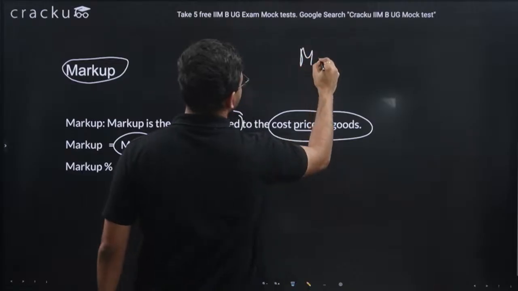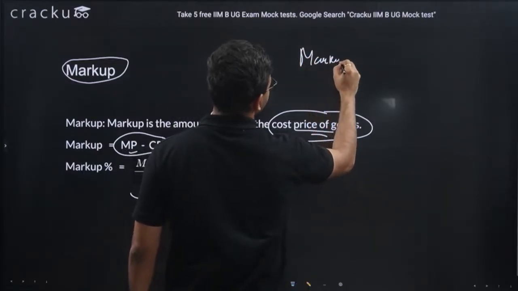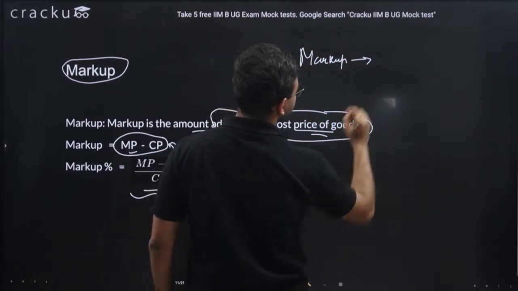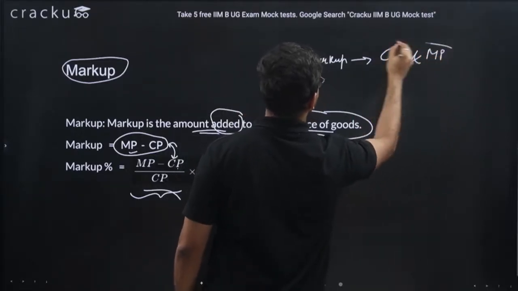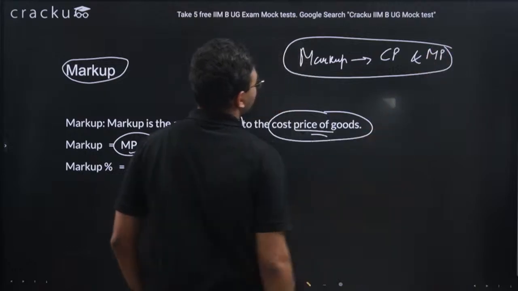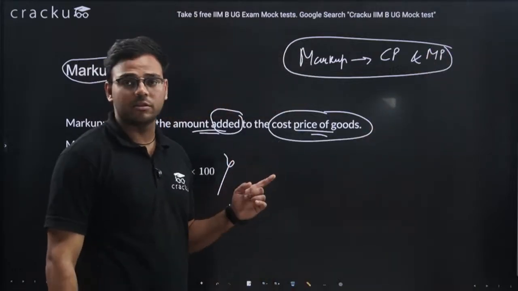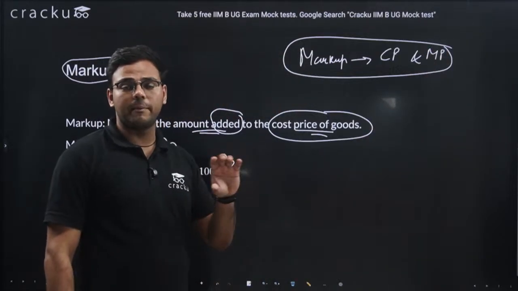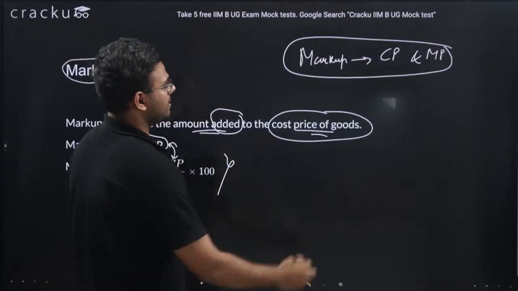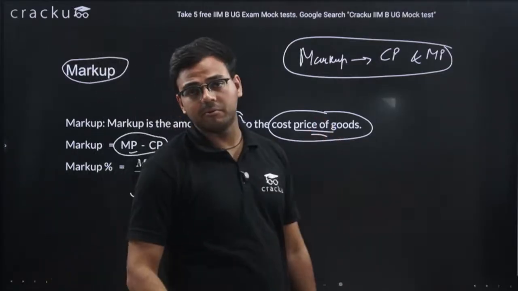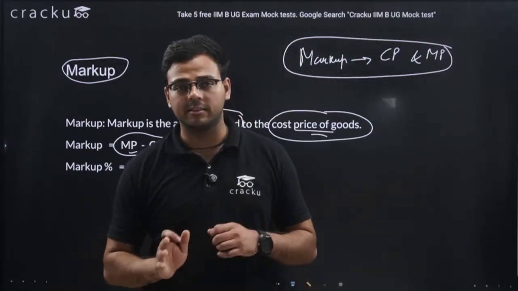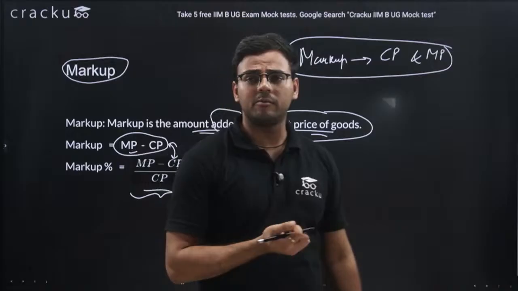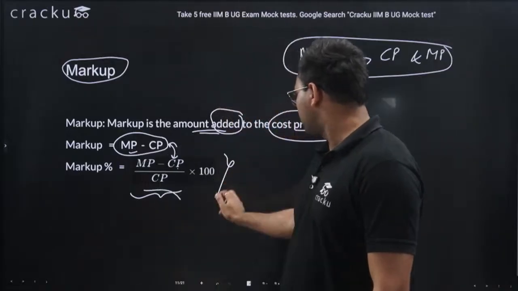So markup is basically the relation between CP, which is cost price, and MP, which is mark price. Remember this, it is very important. You'll get confused by seeing the terms markup and discount, but if you remember that markup is always between the cost price and the mark price, and discount is always between the mark price and the selling price, you will be able to solve many of the questions. Remember these formulas.